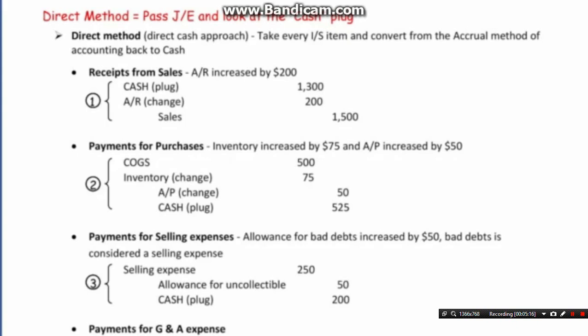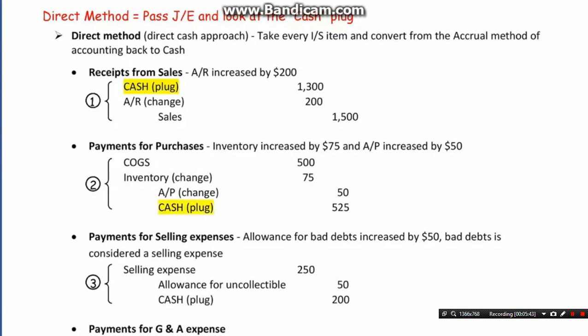So looking at the first journal entry, sales was $1,500, but accounts receivable increased by $200. So the cash collections on sales, that was $1,300. So highlight cash, and that's your plug. Second journal entry, COGS was $500, but inventory increased by $75 and accounts payable increased by $50. So the cash plug was $525. So highlight cash on the credit.